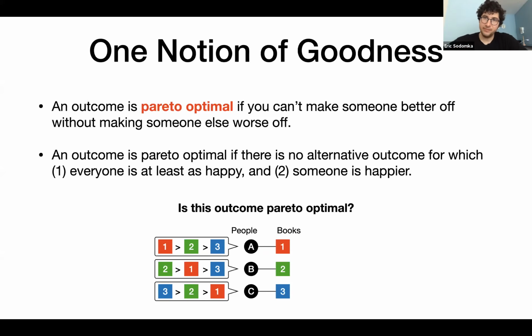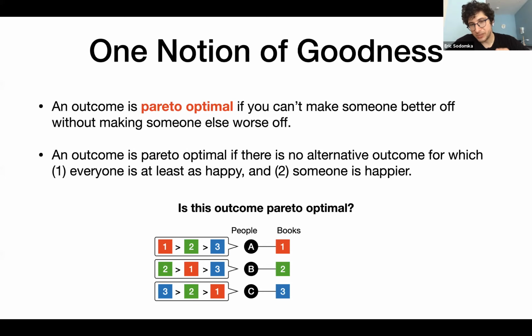So here's the question then. We have a small version where we have 3 people, A, B, and C, and we have 3 books, 1, 2, and 3. On the left-hand side there, you see the preferences that people reported. Person A likes book 1 the most, then book 2, then book 3. Person B likes book 2 the most, then book 1, then book 3. And person C likes book 3 the most, then book 2, and then book 1.